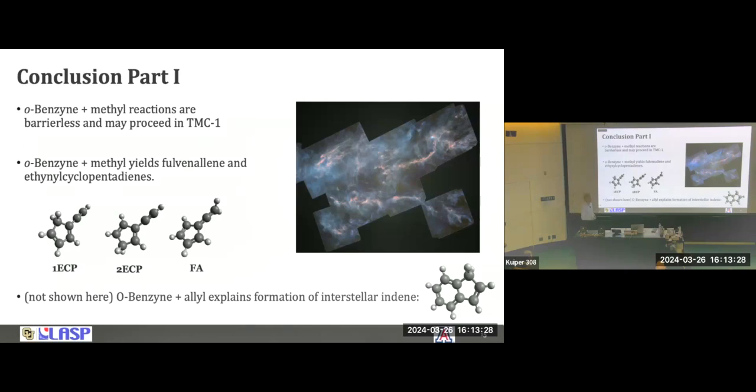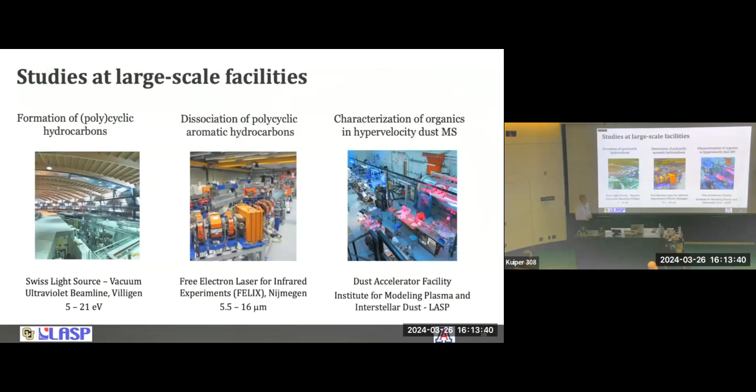And again, we should also make sure that we extend this into planetary atmospheres. So I'm just presenting it in the form of TMC1, but you can imagine that it's broader, it has a broader applicability. That brings me to the second part of my talk, where I'll show you what we did. Well, I'll give you one example of what we did in terms of the dissociation of polycyclic hydrocarbons.